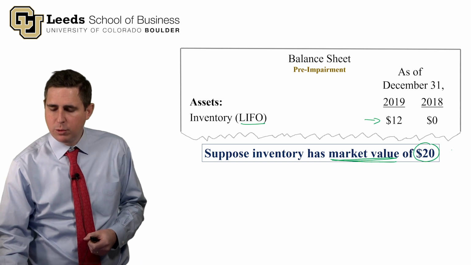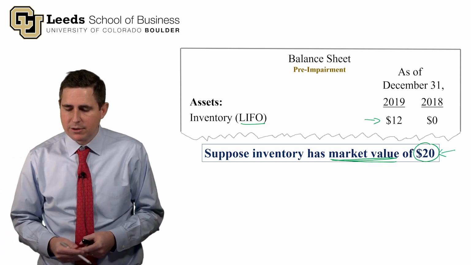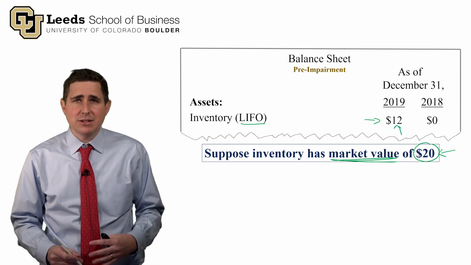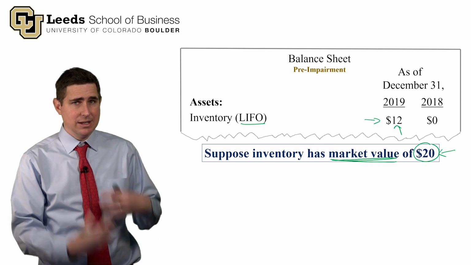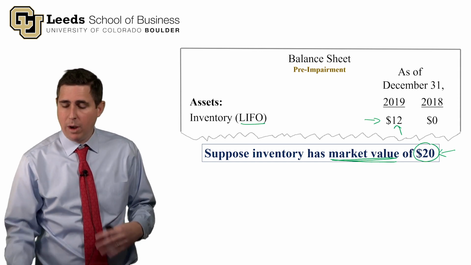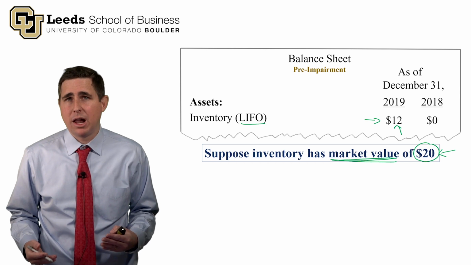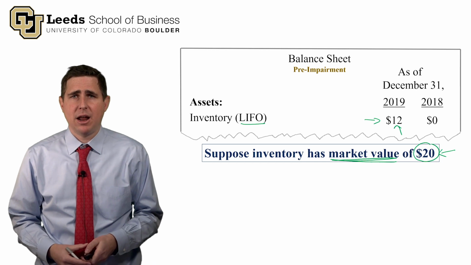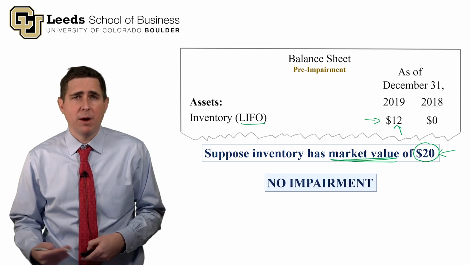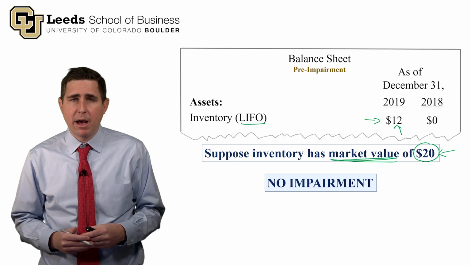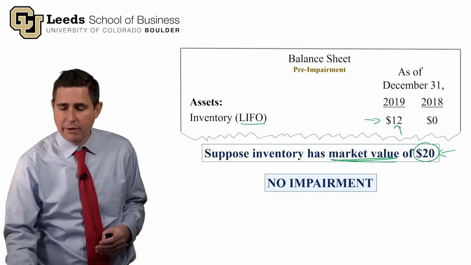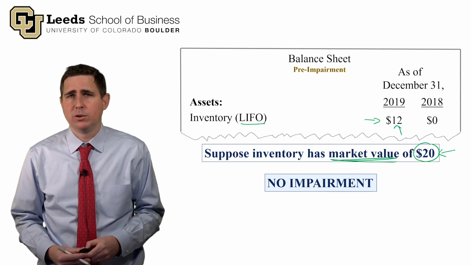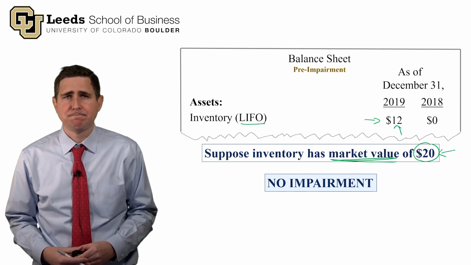Well, hopefully your intuition is kicking in here and saying, well, that $20 is sufficient to justify a book value of $12. We're telling investors we have this asset of $12. Is it worth $12 or is it worth less? Well, it's worth at least, we think it's actually worth $20. So it's fair to show that we have at least a $12 asset on our balance sheet. In other words, no impairment is necessary because the inventory balance is stated at the lower of cost or market value. The lower value in this case is the inventory's cost of $12. The market value is $20.